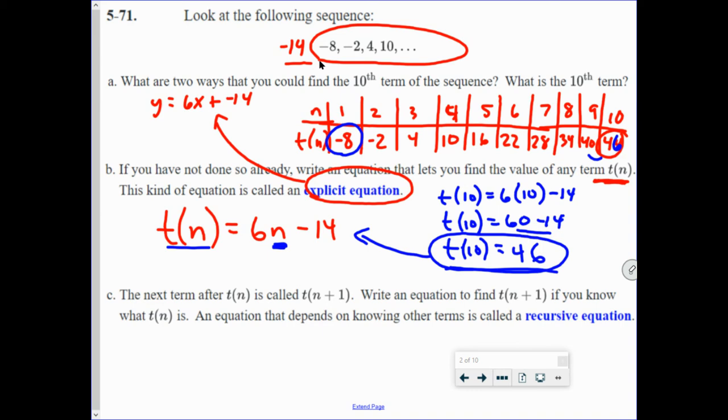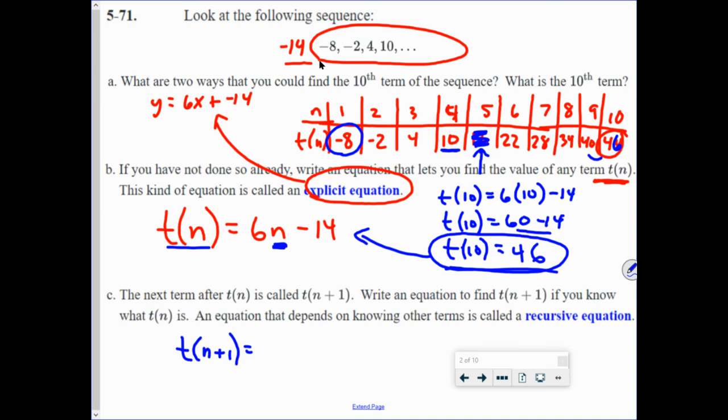An equation that depends on knowing the other terms is called a recursive sequence. So we're looking for a recursive sequence, something that builds on something else. Since I'm looking for T of n plus 1, that would say T of n plus 1 equals. Well, what does it equal? If I didn't know what this term's value was and wanted to find it, what would I do? I would add 6 to this value.